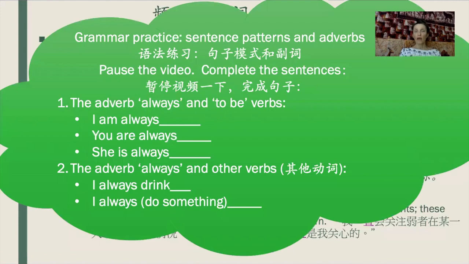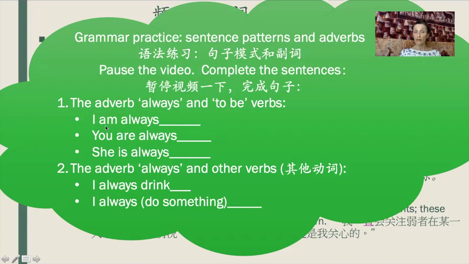Anyway, here's a little practice. So if you would, at this point, pause the video, 暂停视频一下, and 完成句子, complete these sentences. This is grammar practice with patterns and adverbs. I'll explain it first, and then you can pause and try to complete these sentences. I want you to practice using always with to be verbs.